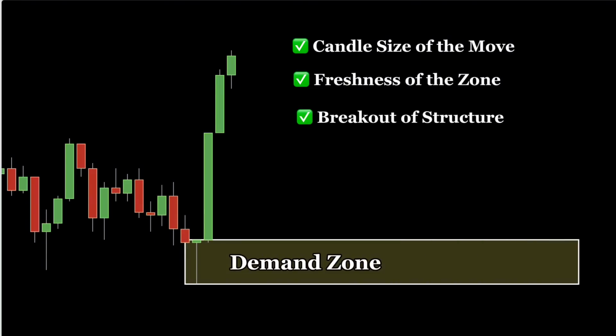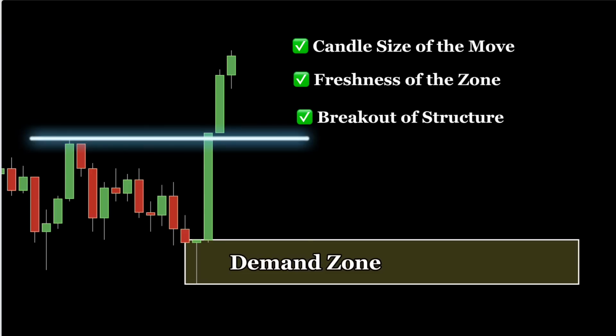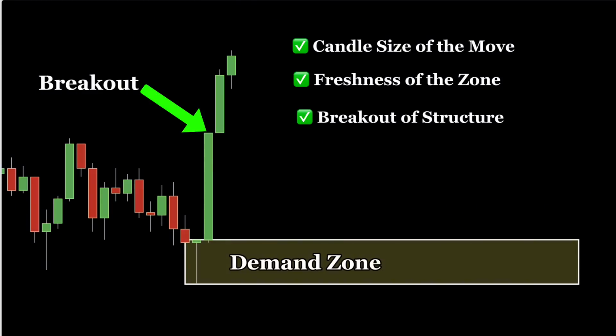Third, let's see if there was a clear breakout of market structure. Look closely. This bullish move smashed through previous key resistance levels, creating new market highs. This isn't random, it's smart money deliberately pushing the market higher to trap retail traders, triggering stop losses along the way. A structure breakout like this is a hallmark of institutional involvement and confirms the strength of this demand zone.